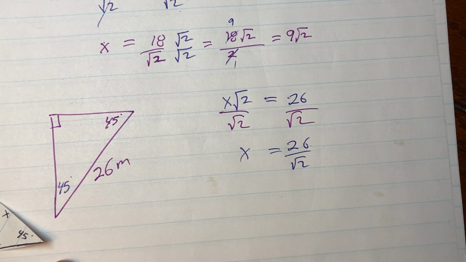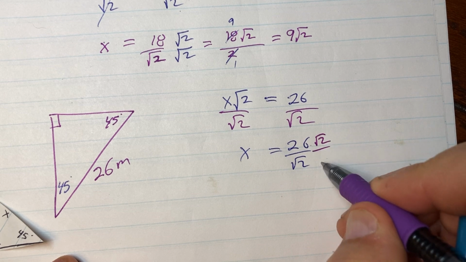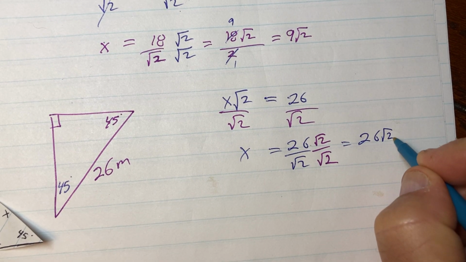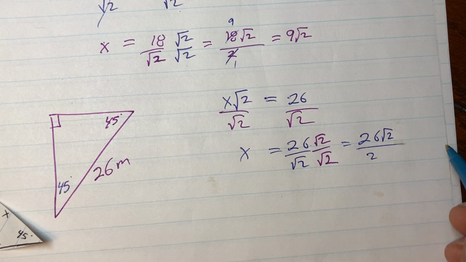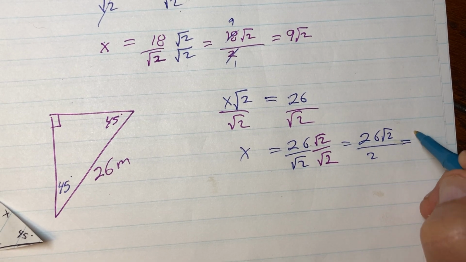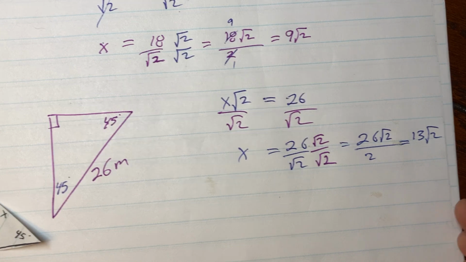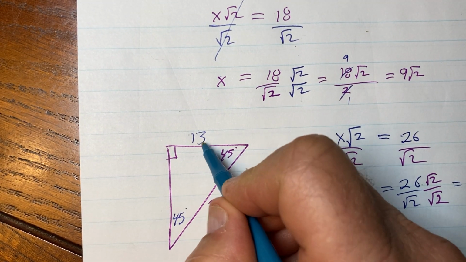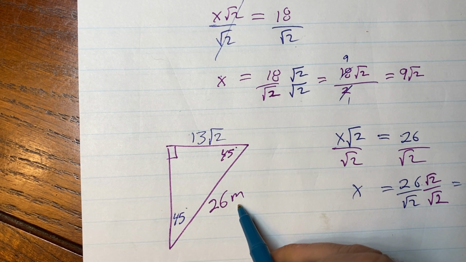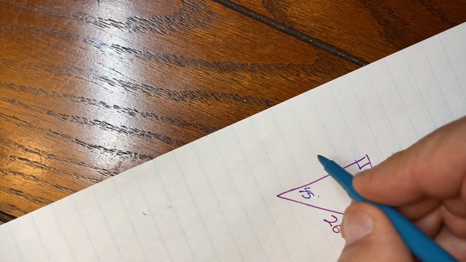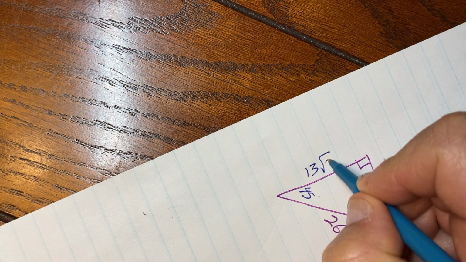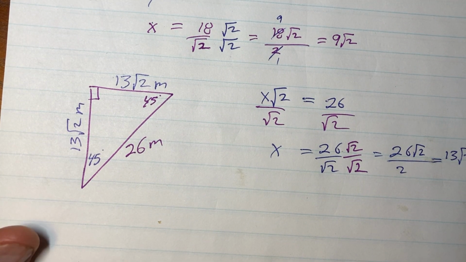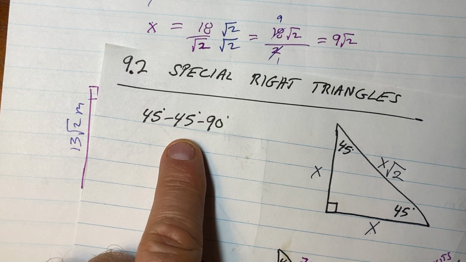So root 2, root 2, root 2, 26 root 2 over 2, 13 root 2. So these two sides are each 13 root 2 meters. Done. Okay. That's one special right triangle.